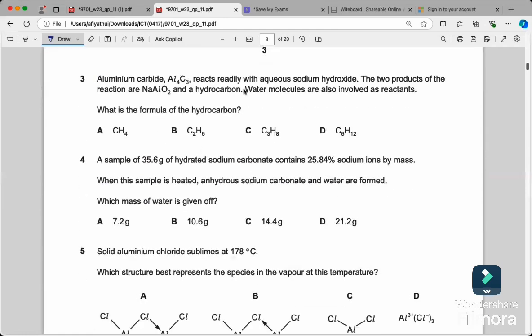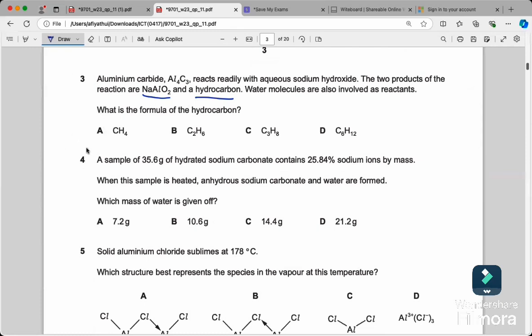Aluminium carbide reacts readily with aqueous sodium hydroxide. The two products of the reaction are sodium aluminium oxide and a hydrocarbon. Water molecules are also involved as reactants. What is the formula of the hydrocarbon? Let's write the balanced equation, then we automatically get to know which hydrocarbon it is.